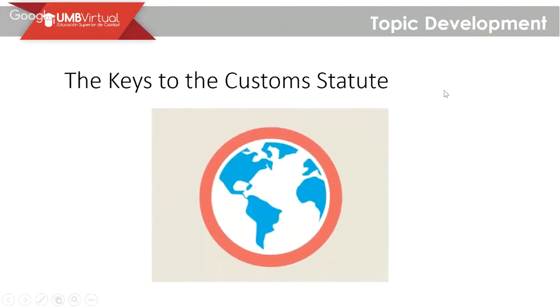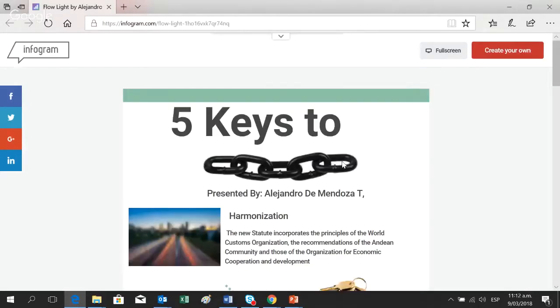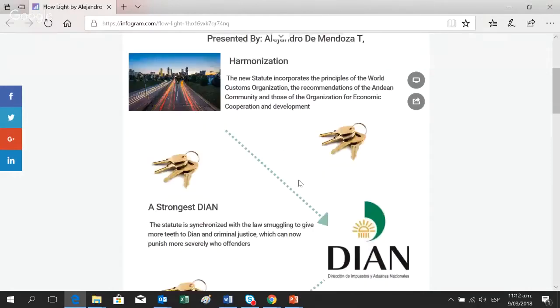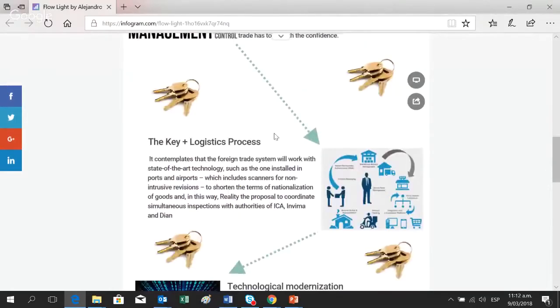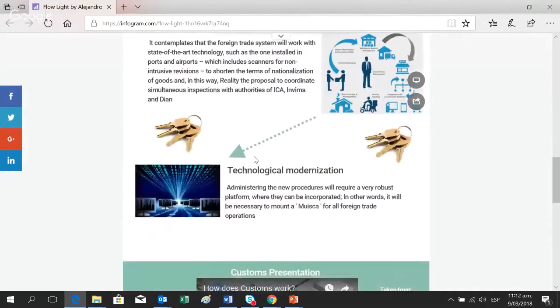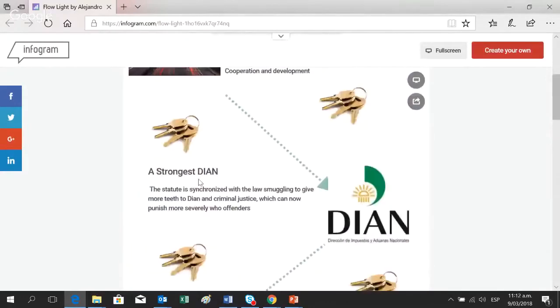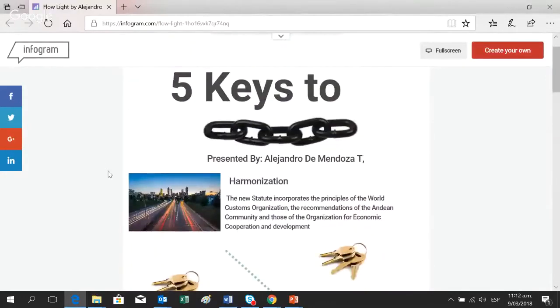Okay, so for that I made an infogram so that you can have a better understanding of the five keys. The keys are harmonization, being as strong as the DIAN, risk management, the key logistics process, and finally technological modernization. Okay, the first one is harmonization.